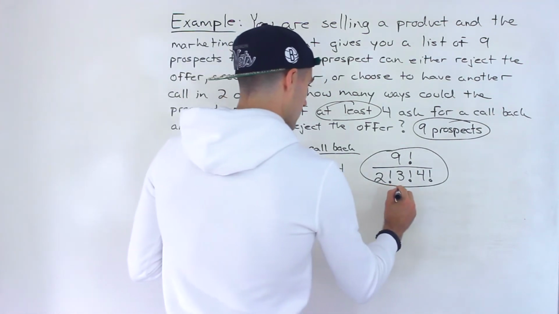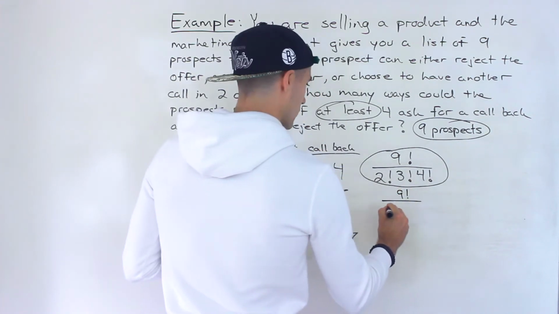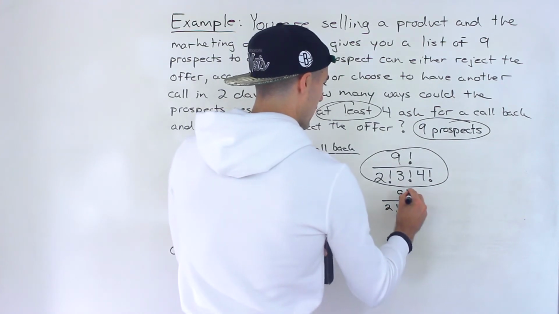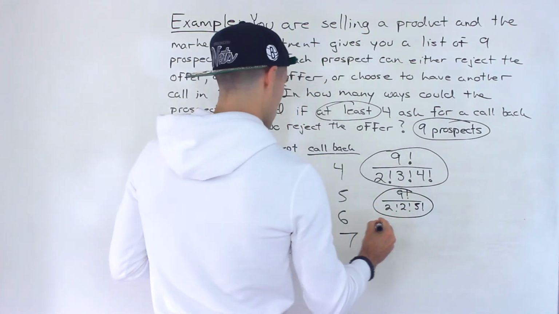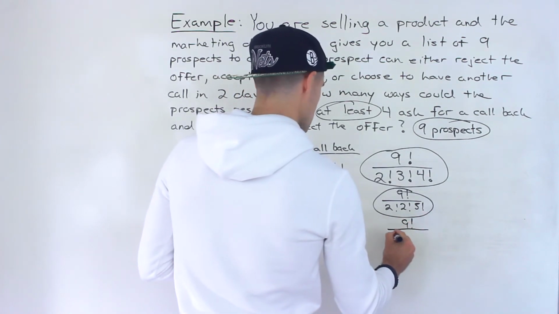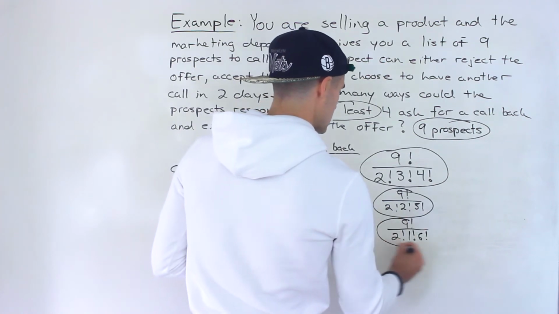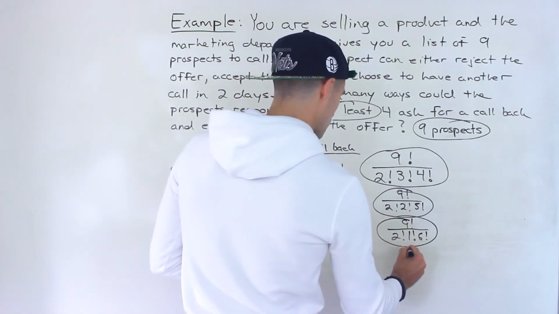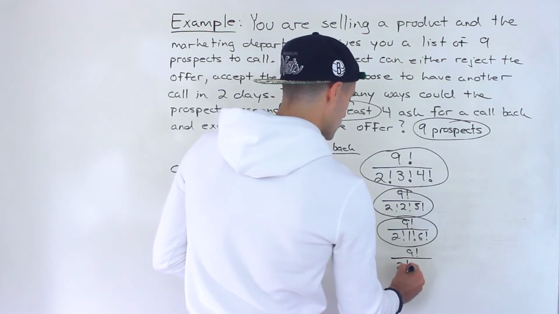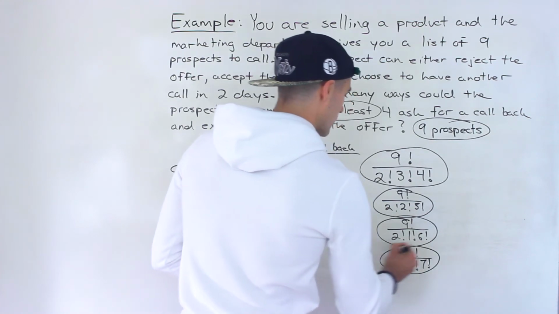Over here, it would be for case 2, 9 factorial over 2 factorial, 2 factorial, 5 factorial, like that. For case 3, 9 factorial, it's always 9 prospects, 2, 1, 6. And then finally for case 4, we'd have 9 factorial over 2 factorial, 0 factorial, and then 7 factorial.